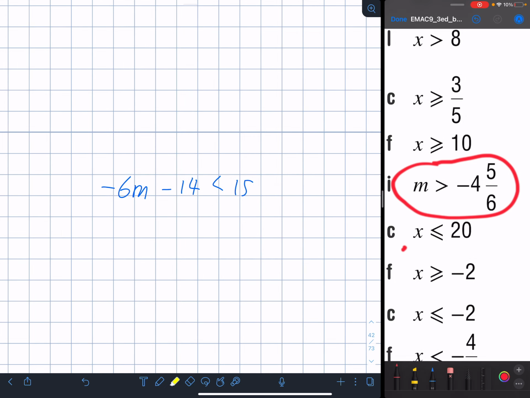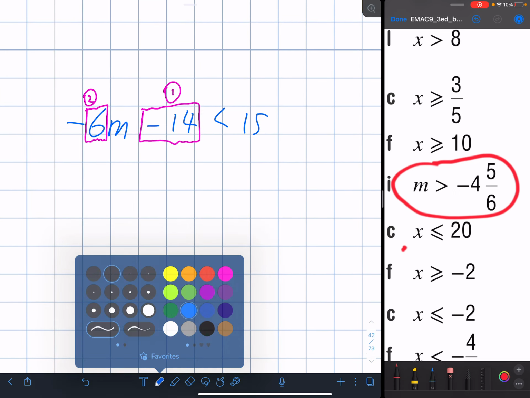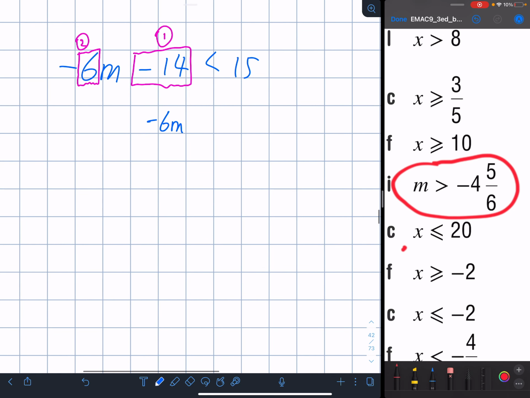So our first step will be to deal with the minus 14. So we're doing an inverse operation. Our second step will be to deal with the 6. Okay, so let's deal with our minus 14. So that will become negative 6m is less than. So we're going to add 14 to both sides, make it 29.